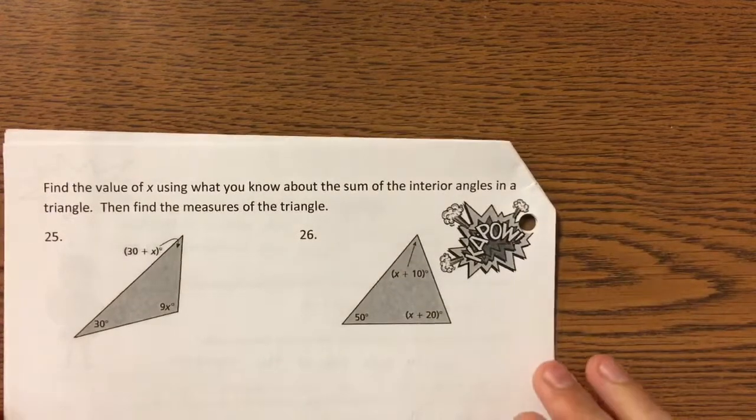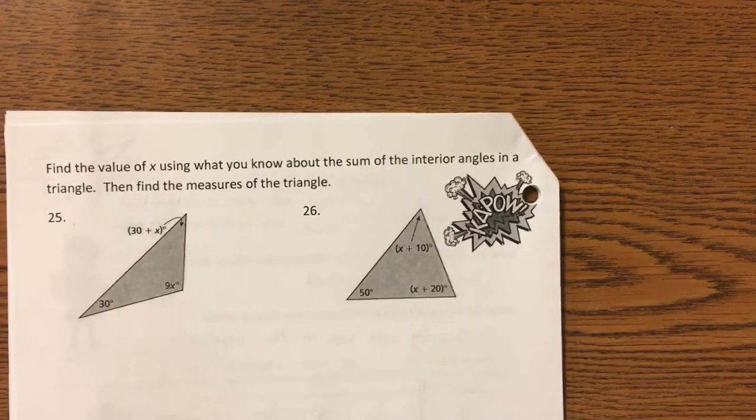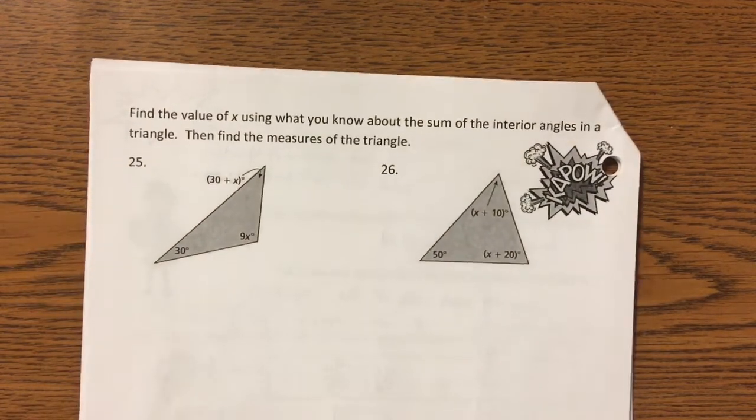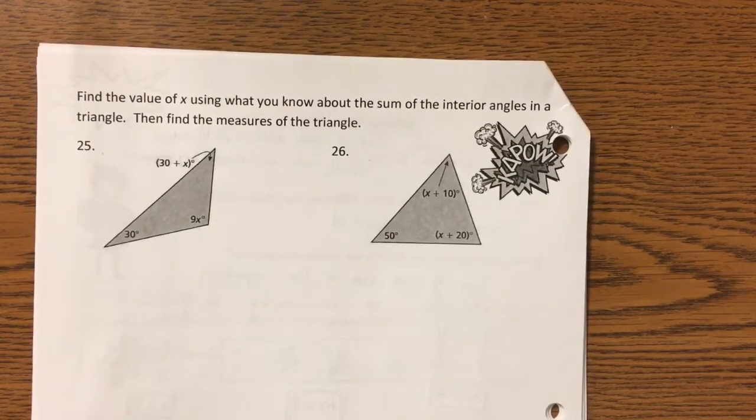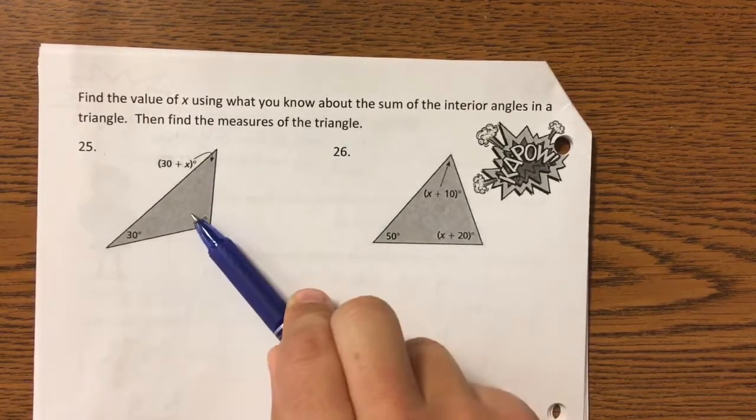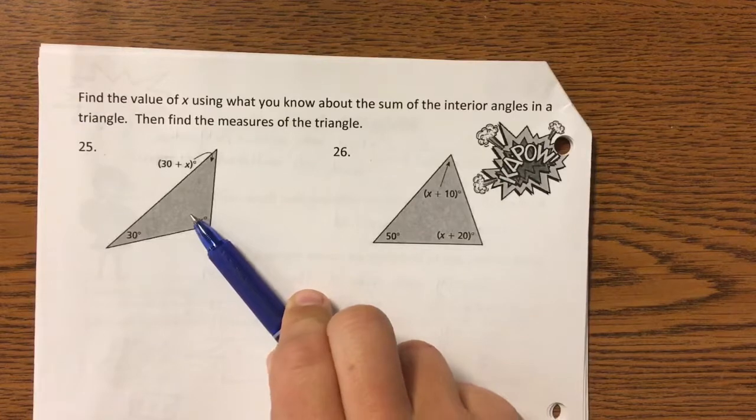Okay, so here we've got some word problems, but they shouldn't be too hard to solve. I think we could do it. Find the value of x using what you know about the sum of the interior angles of a triangle. Oh my. What is the sum? Anyone happen to know that? Yes, sir. 180. Yeah, all of these three should add up to 180.